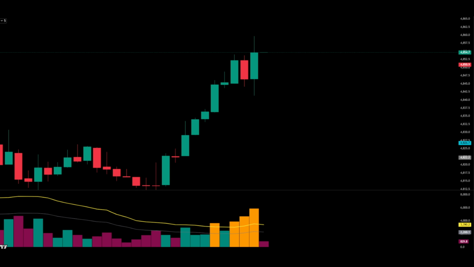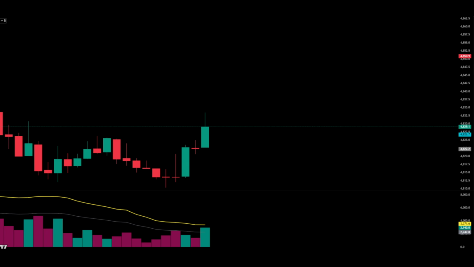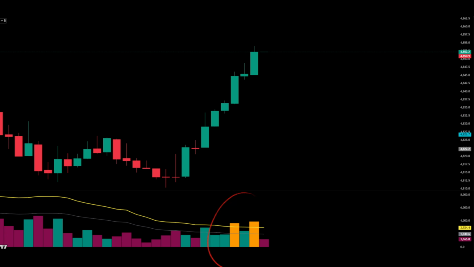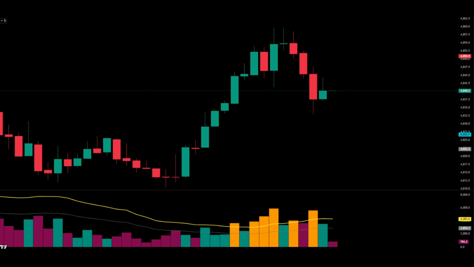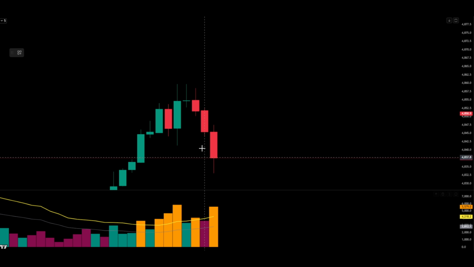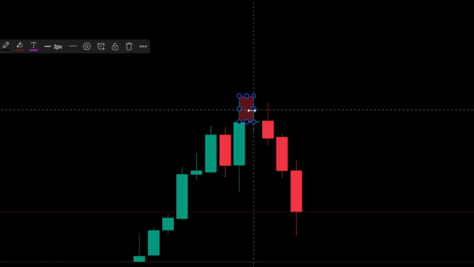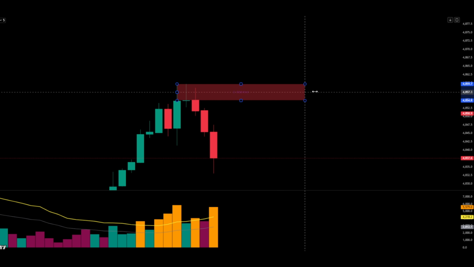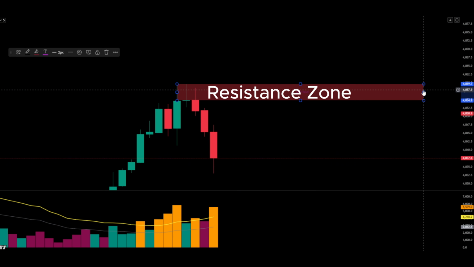Next, we want to see price move away from that area in the opposite direction. In this example, price was trending up, then we start to see volume step in. Right after that, price begins to move down. That's our confirmation. So now we mark our resistance. We mark from where the highest candle closed up to the highest wick of that high volume move. That gives us a zone, not just a line, where sellers are likely to step in again.